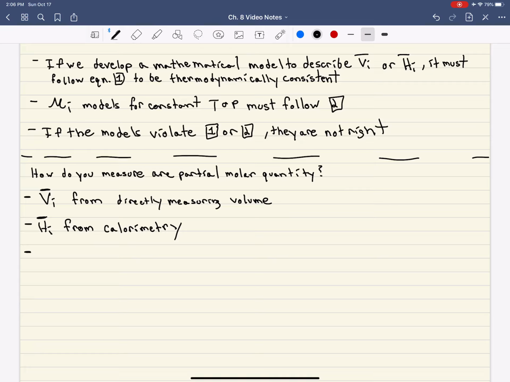And the chemical potential, this one's a bit trickier to get, or at least conceptually trickier to measure. But the idea is that you could get your chemical potentials by studying the phase behavior of your mixtures. In the next series of videos, we're going to go into more depth on how you actually measure partial molar quantities.